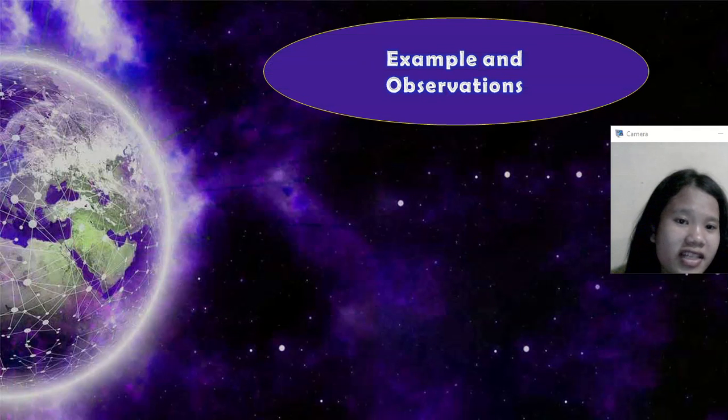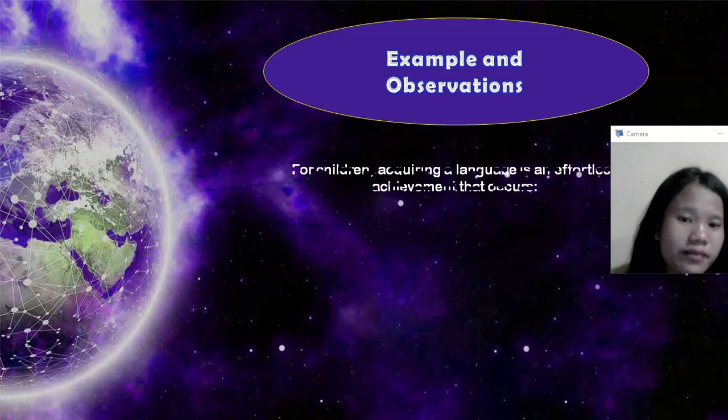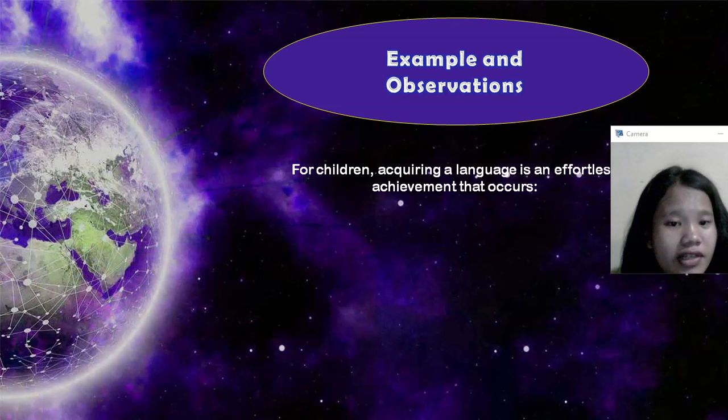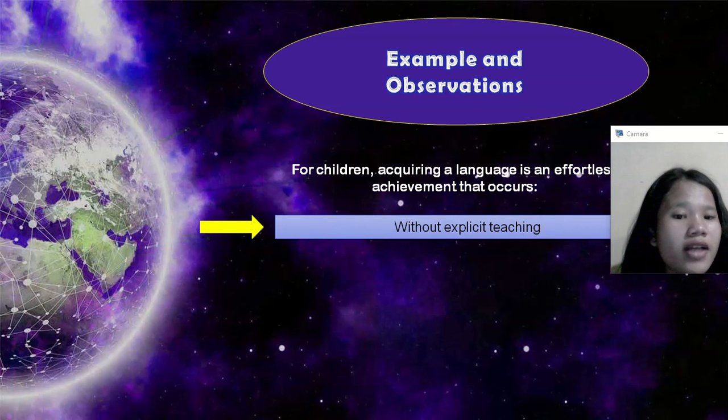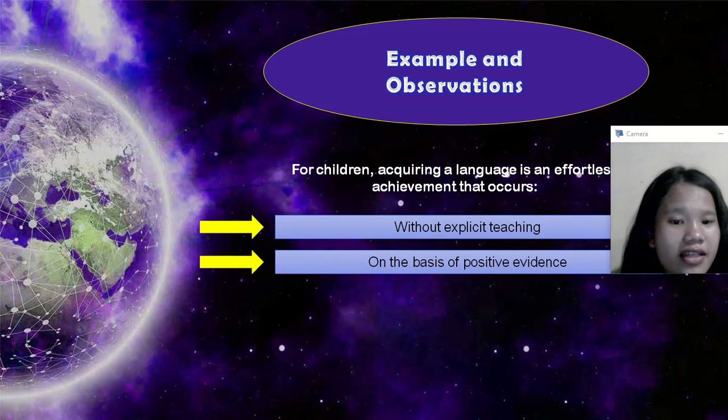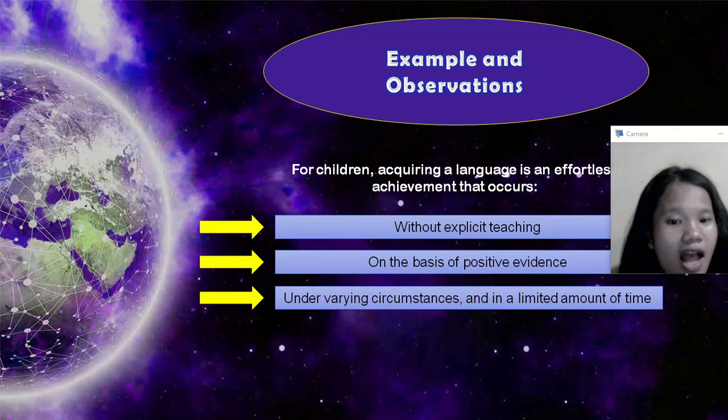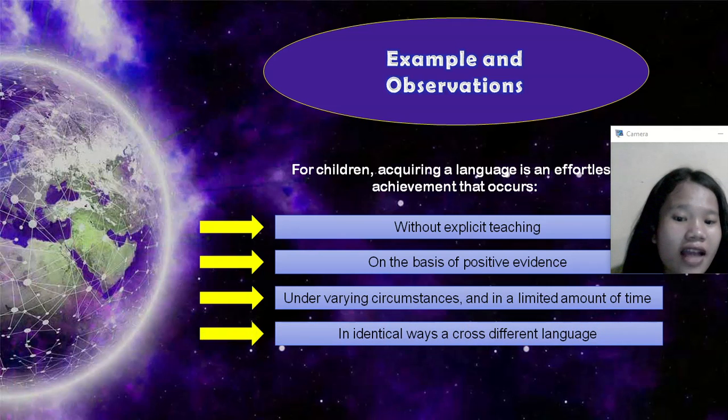Next is about examples and observations. For children, acquiring a language is an effortless achievement that occurs, one, without explicit teaching; the second, on the basis of positive evidence; the third, under varying circumstances and in a limited amount of time; and the last, in identical ways across different languages.